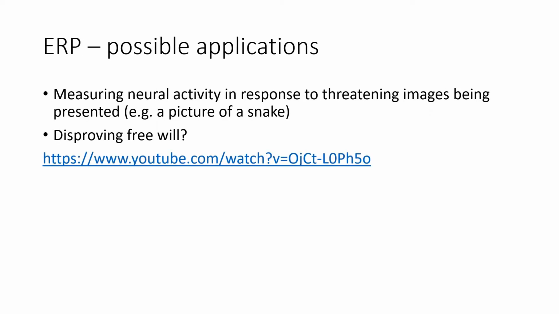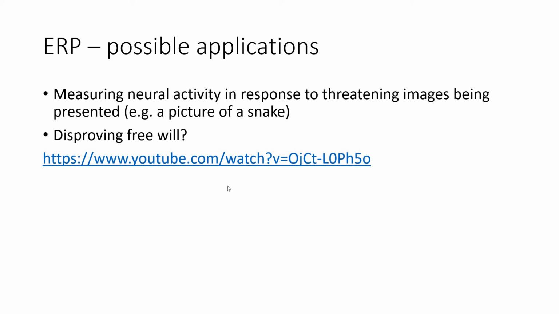So, for example, you might have someone sitting at a computer screen and you might flash up threatening images. So, for example, a picture of a snake or a picture of a spider or something else which is scary to the participant. And you might see what changes in brain activity happen directly in response to that.